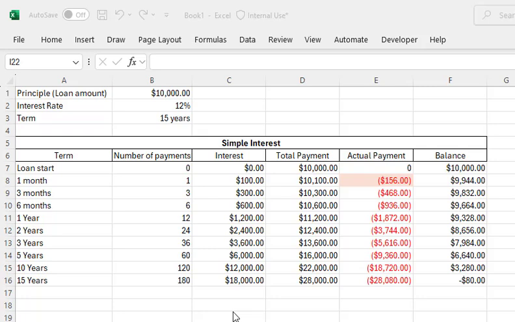Today we're going to show you simple interest and how to quickly figure it out, and also to get the payments, how much they are, and how long it would take to pay off based on a certain type of payment. So let's take a look here.